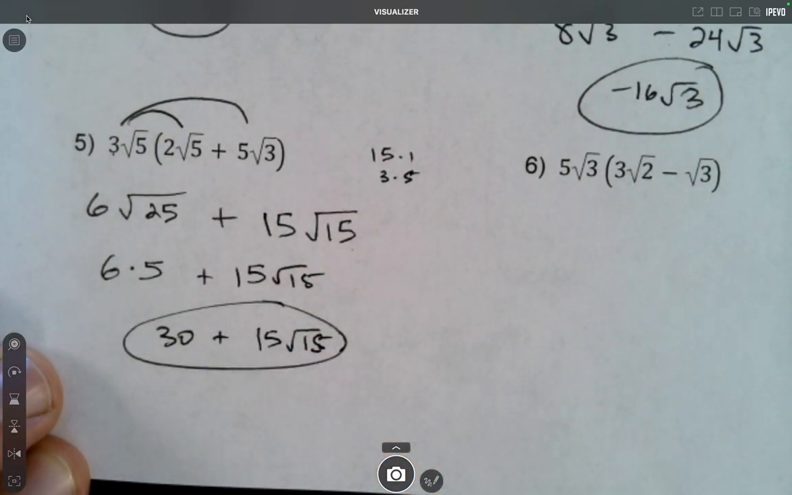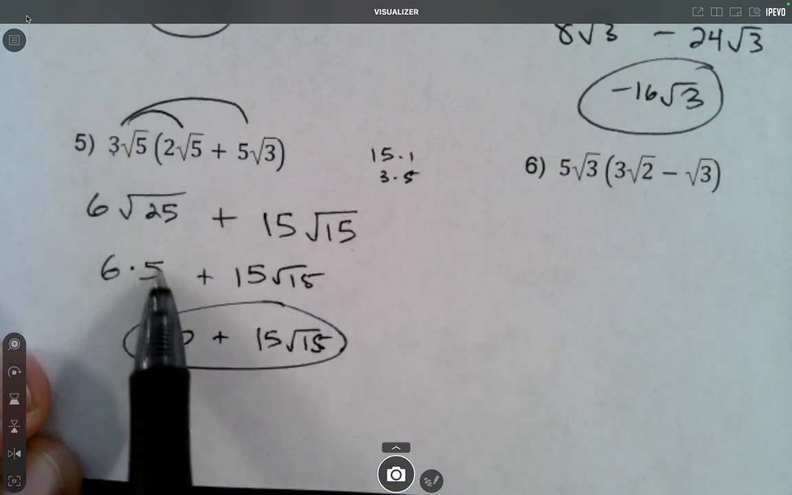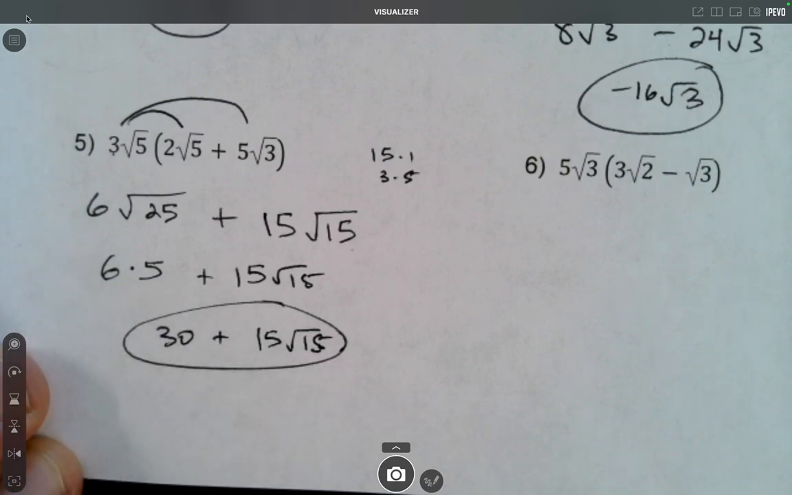So this is like what I was trying to warn about earlier. There are times you can reduce, because we were able to reduce that just to 5, then do 6 times 5, but they still were not like radicals, so our final answer had 2 terms, and that's okay.